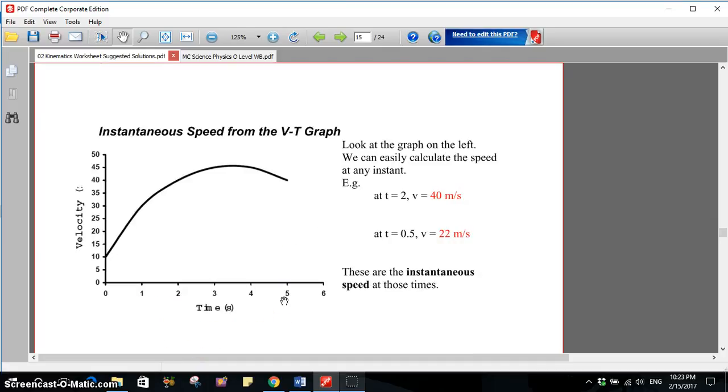Now there are times where instead of looking at acceleration, we would like to find out the instantaneous speed of a motion at a specific timing. In this case, they are asking you at 2 seconds, what is my speed? So 2 seconds is here, you move up, you read horizontally, it is 40 meters per second. At 0.5 second, where is it? Well, 0.5 is somewhere between 0 and 1. You move up, you move horizontally, it's estimated at around 22.